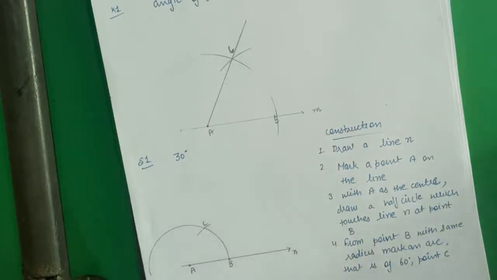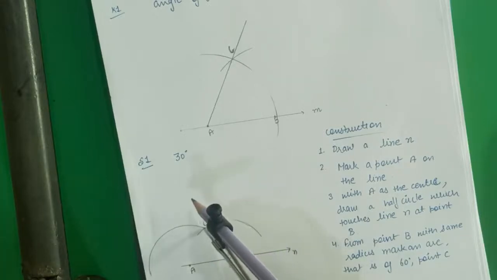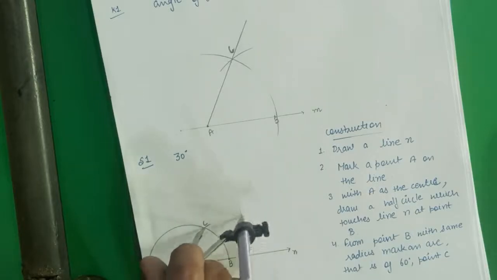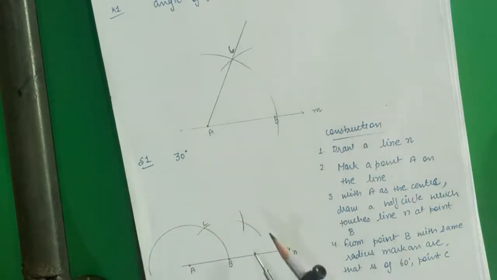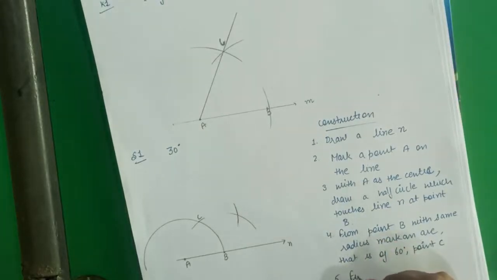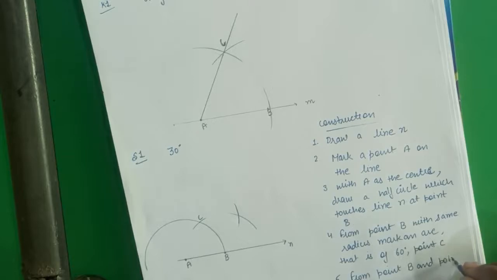The fifth one is from point B, mark one arc, and from point C, mark another arc. Right, from point B and C, mark an arc.